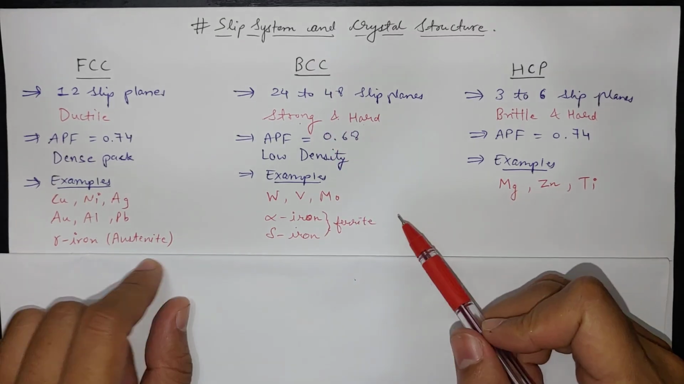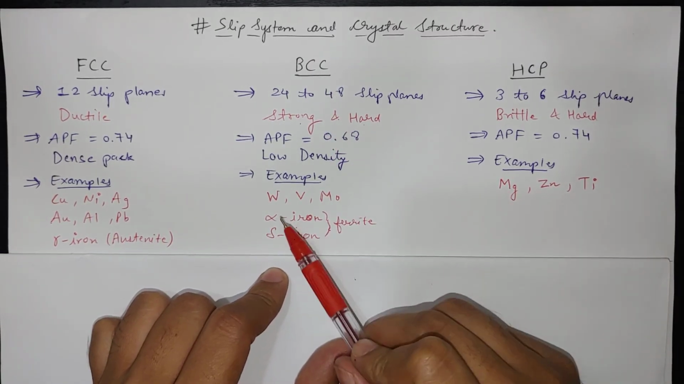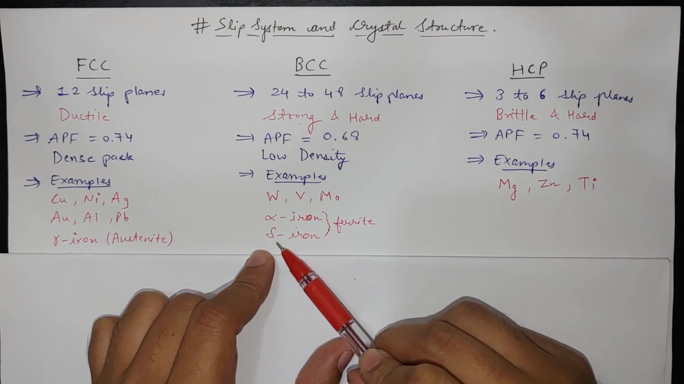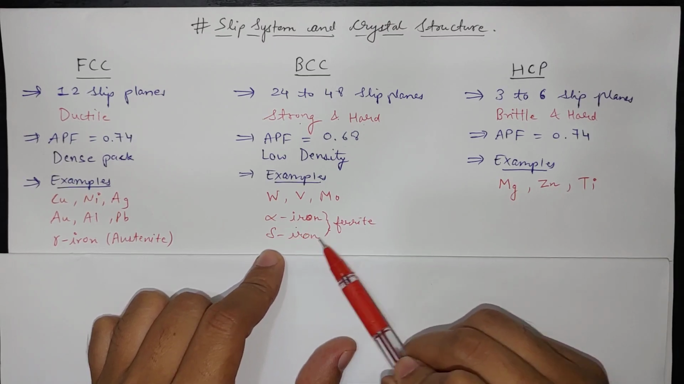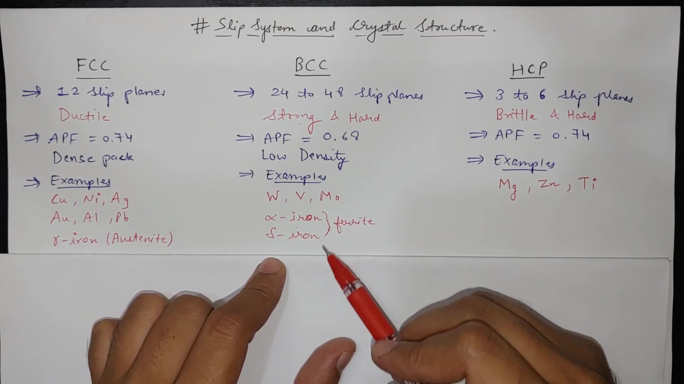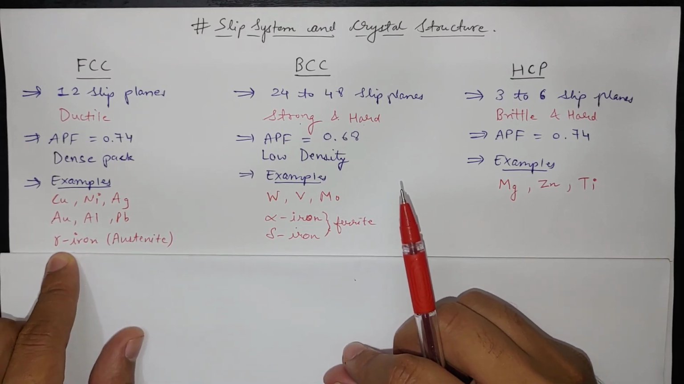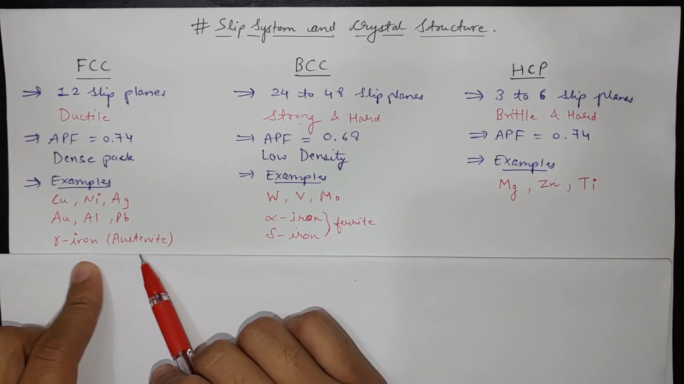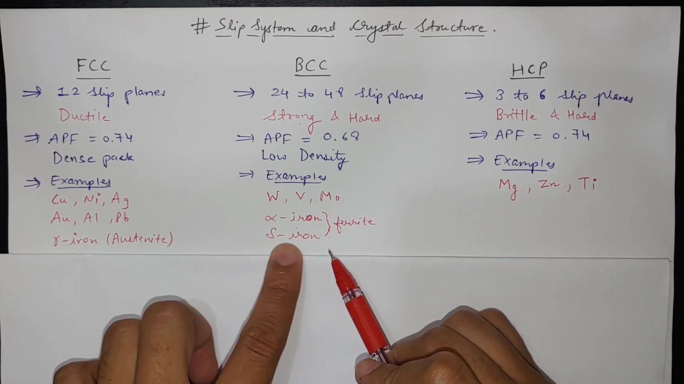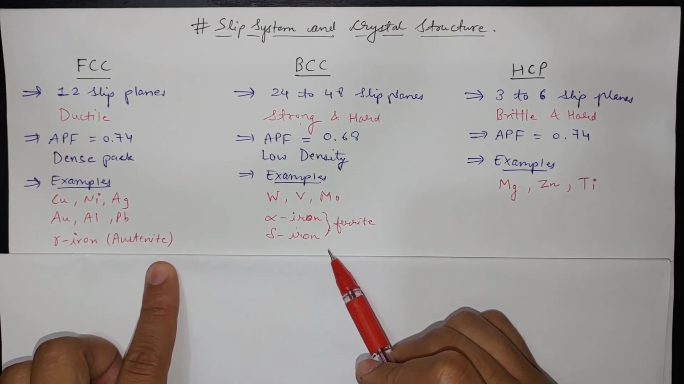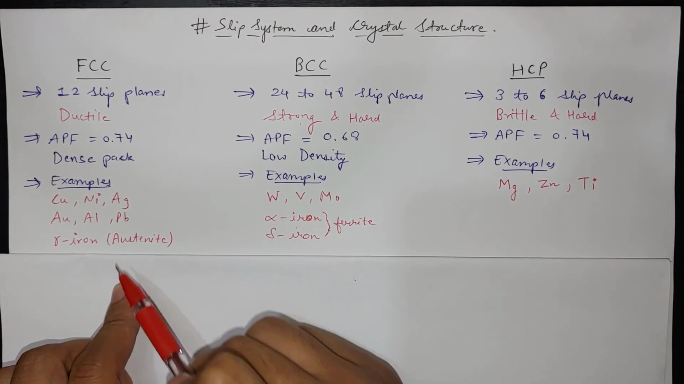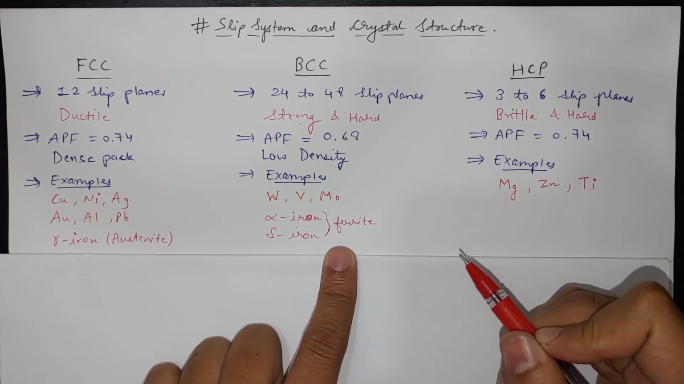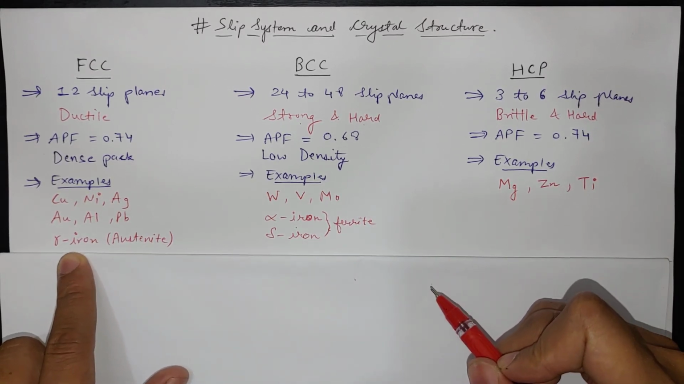The BCC structure materials, which are strong and hard, are tungsten, vanadium, molybdenum, and alpha iron and delta iron, which we call alpha ferrite or delta ferrite, which are allotrope variants of gamma iron. So the iron has different microstructures. This property is called allotropy. So these three are the allotropes of iron carbon in fact.